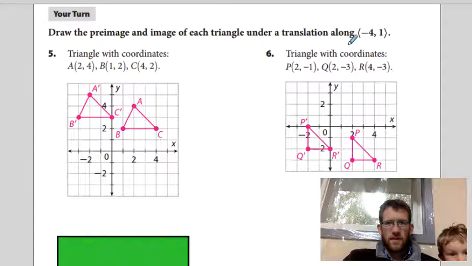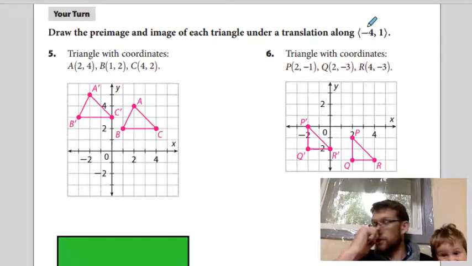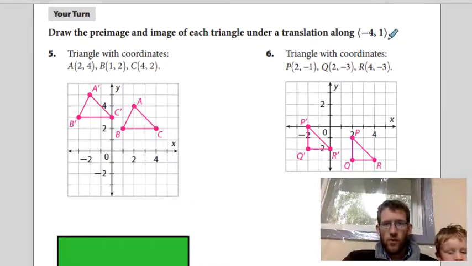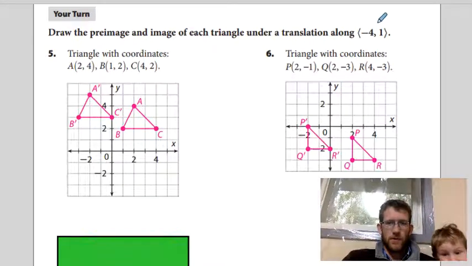So for this one here, the vector is the same for both. The vector is -4, 1, so that means 4 units to the left, and 1 unit up. So 4 units to the left, up 1, 4 units to the left, up 1 for both of these. Should look something like that.